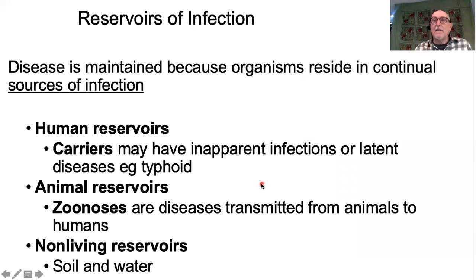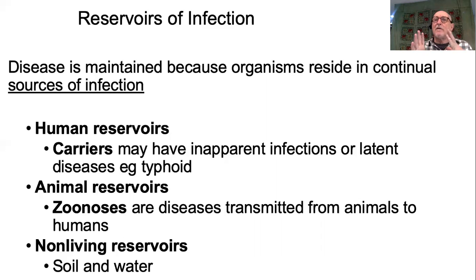Okay, so for any infection, it has to come into the population from somewhere. These diseases do not just appear out of nowhere. There's no spontaneous generation of infectious agents that will suddenly begin. They come from somewhere.